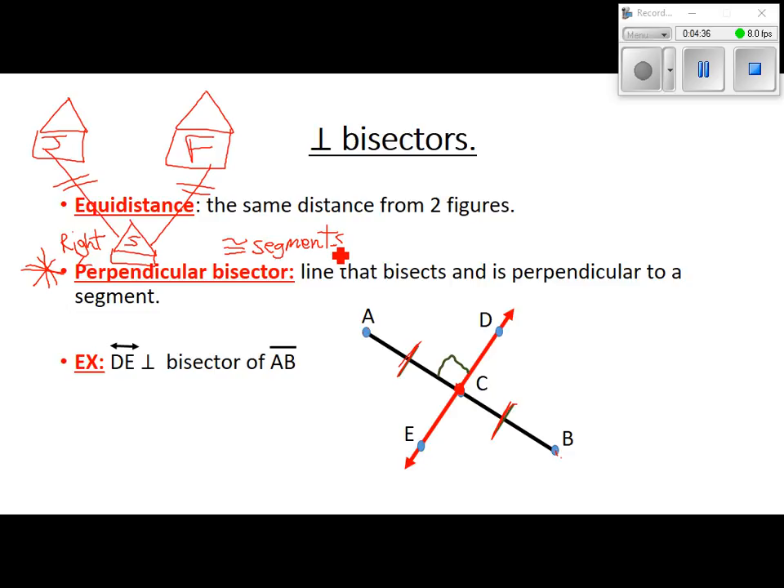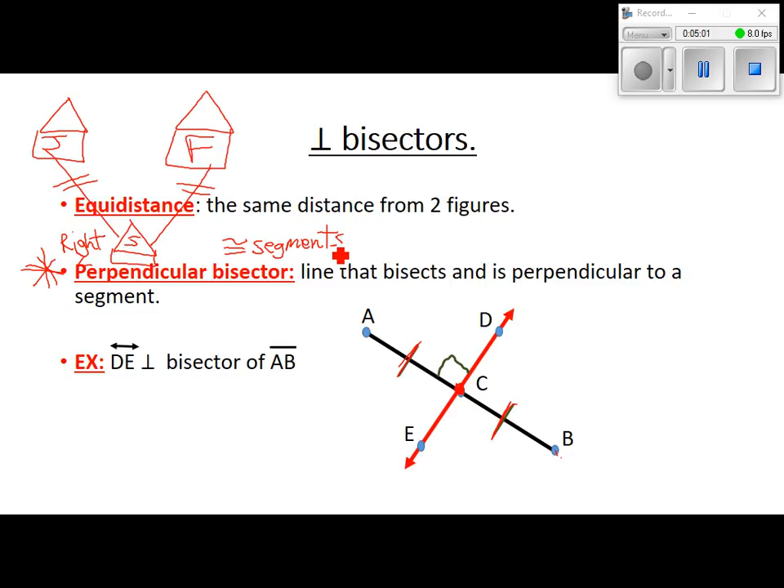This line right here, ED, is the perpendicular bisector of segment AB. How do I know that the line's the perpendicular bisector and not the segment? Because what can you not do to a line? Lines can't be cut in half. They can't be bisected. So this has to be the perpendicular bisector, and this is what is being bisected and what is perpendicular to it.